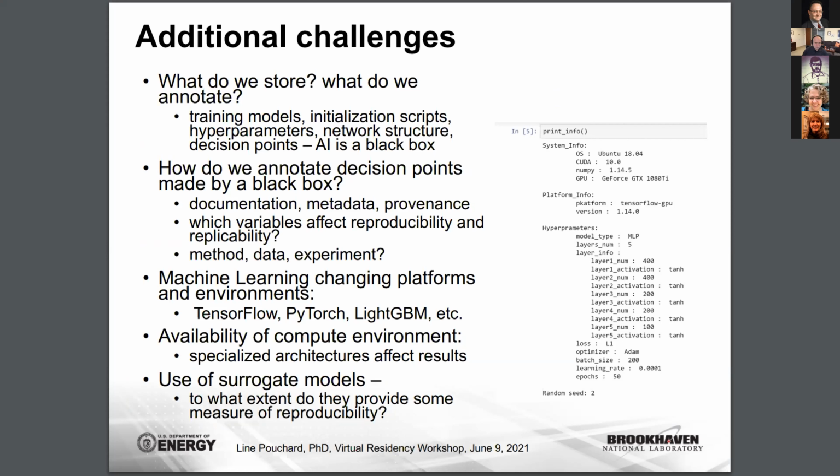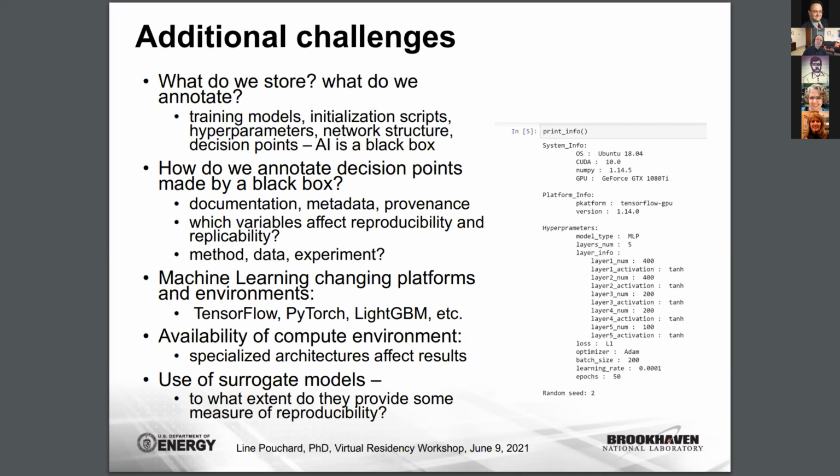So some of the additional challenges include what do we store? What do we annotate? And these are challenges for the researcher. They have to decide what are the things that they need to make available, because AI is a black box. Then other challenges are how do we annotate decision points that are made by the black box model.